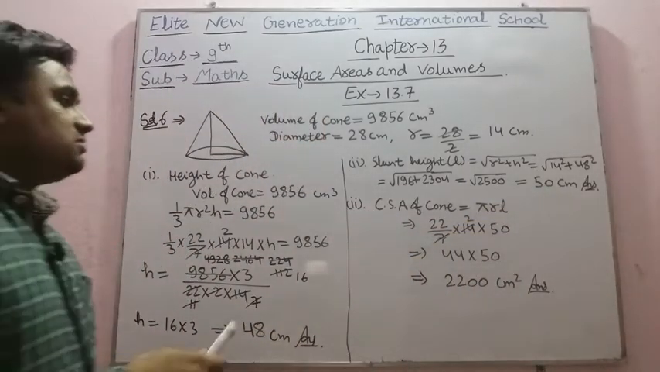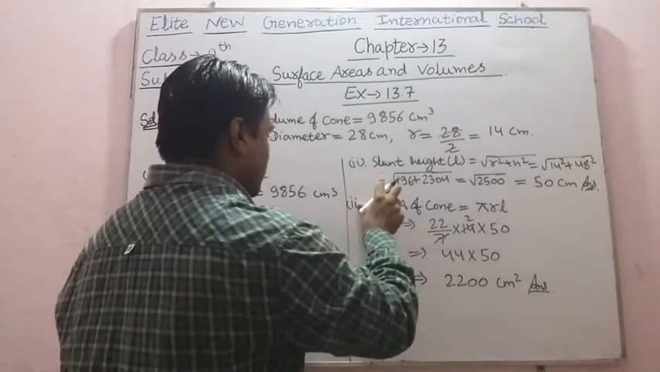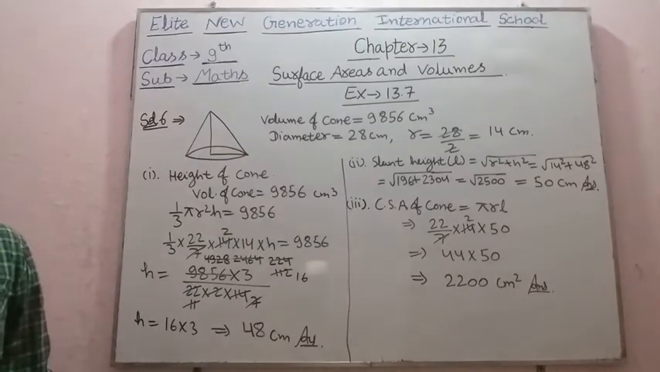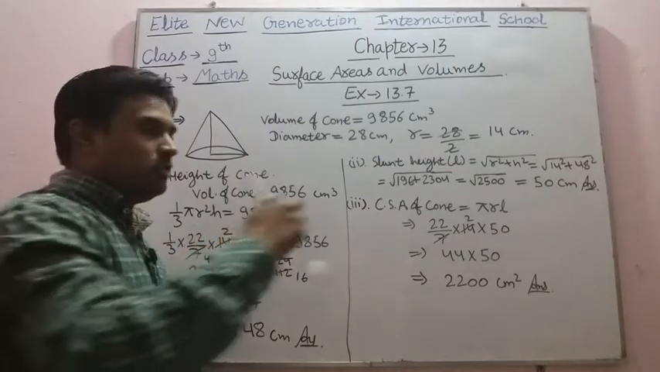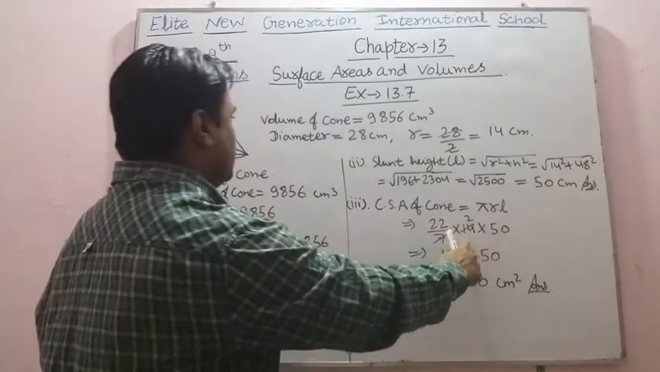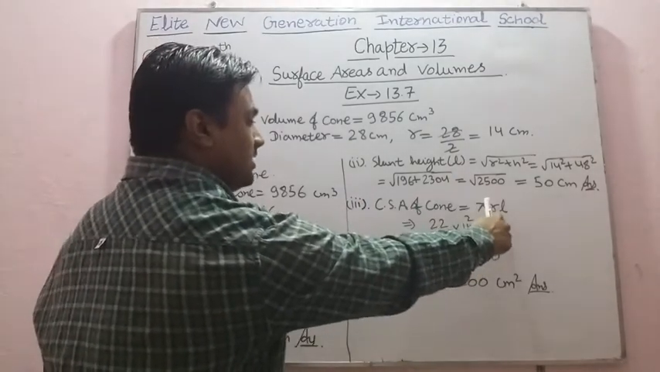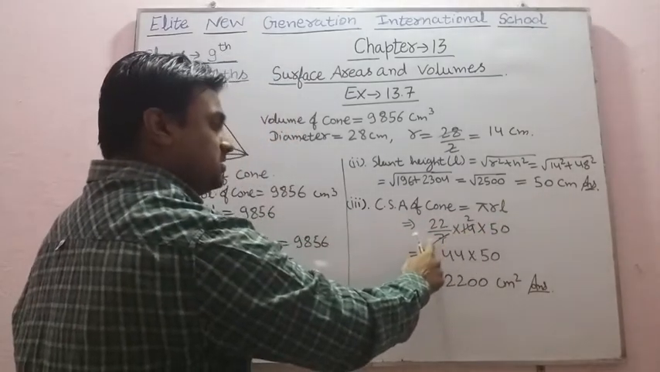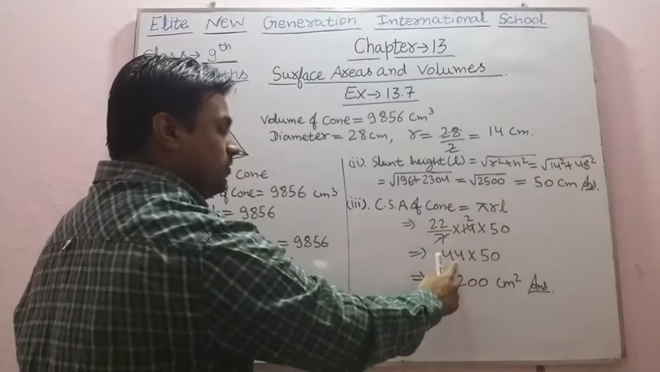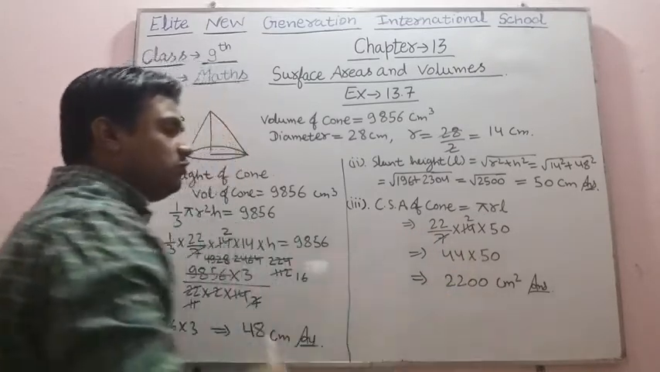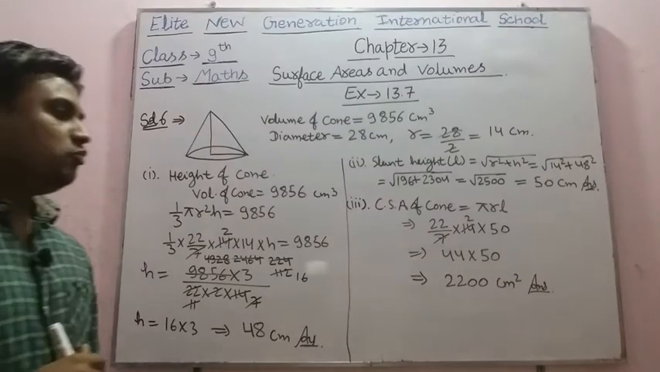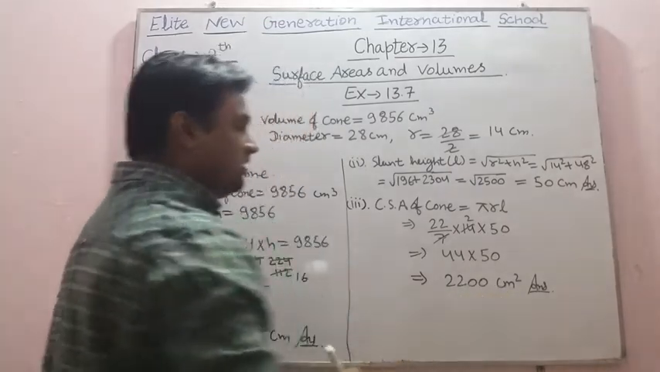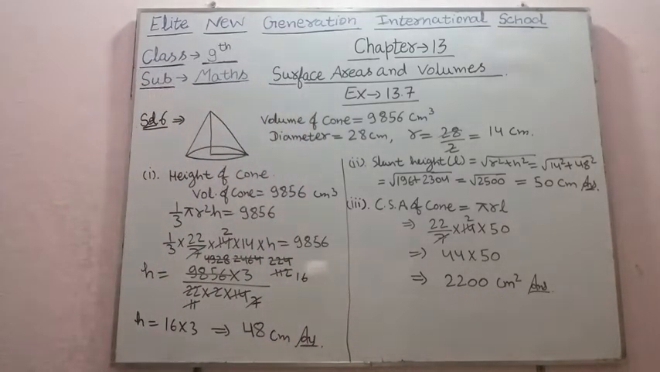Now in the third case we have to find its curved surface area. Curved surface area of cone is given by pi r l. So putting the value 22 upon 7 into radius 14, and slant height is 50, we have found slant height 50. Now solving it, 14 will cancel by 7 two times, so 22 into 2 will be 44 into 50. So 44 into 50 will be 2200. So the curved surface area of the cone is 2200 centimeter square. So in this way we can do this question.